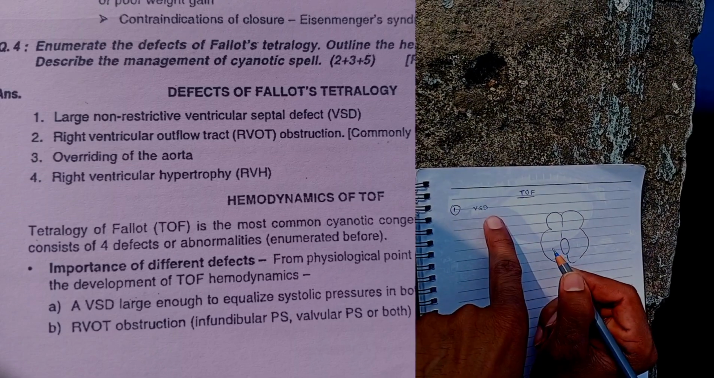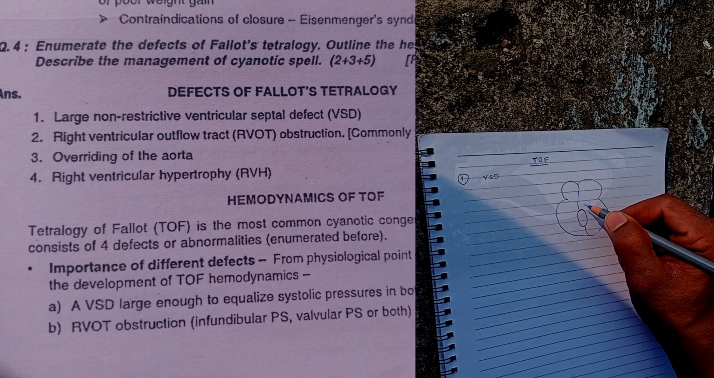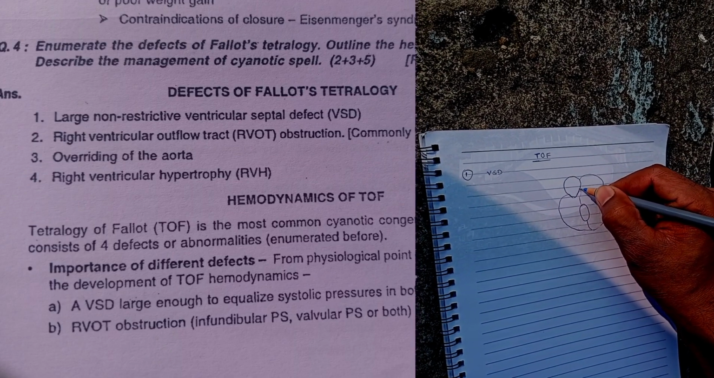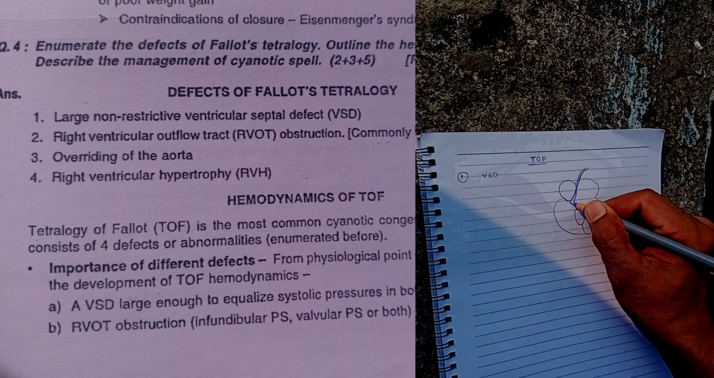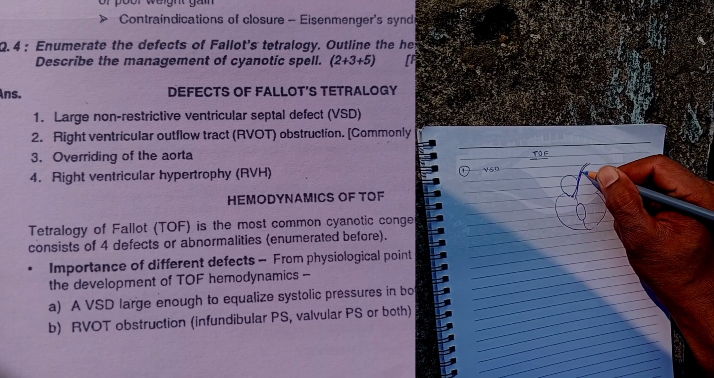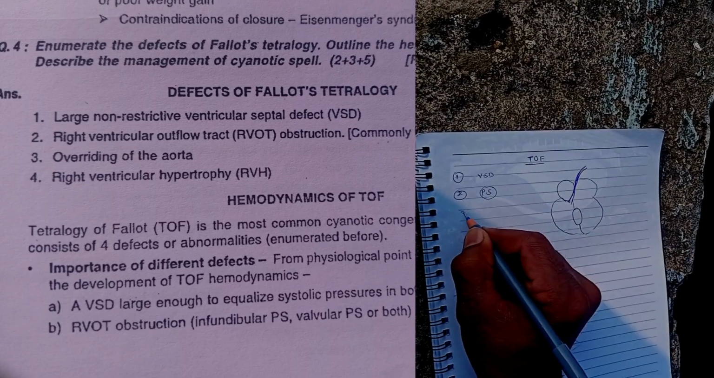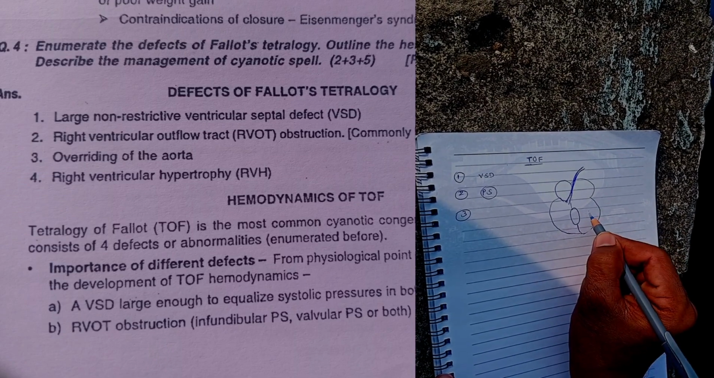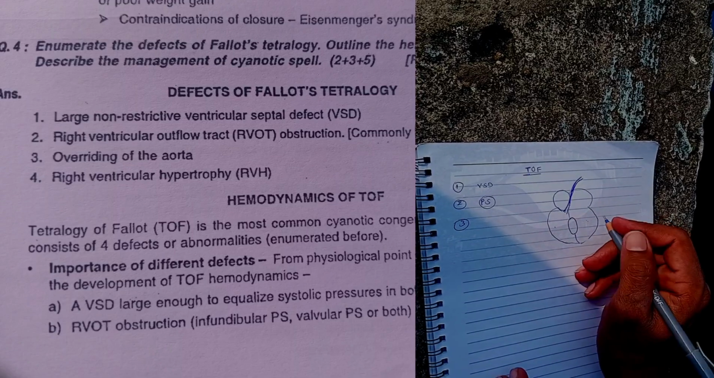Now tetralogy means there are four components in this defect. The most important component is a large ventricular septal defect. Second is pulmonary stenosis. Third is right ventricular hypertrophy, and the fourth is overriding of aorta. The third component is due to the first two components. There is a ventricular septal defect and there is a pulmonary stenosis, so the blood is filling more in the right ventricle, and due to that, over time, the right ventricle gets hypertrophied.